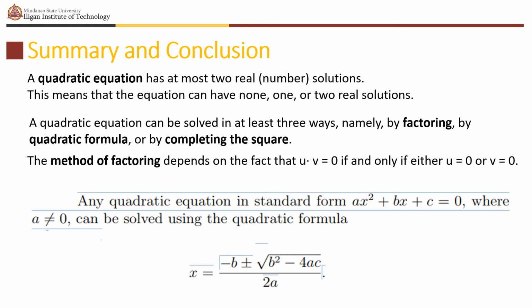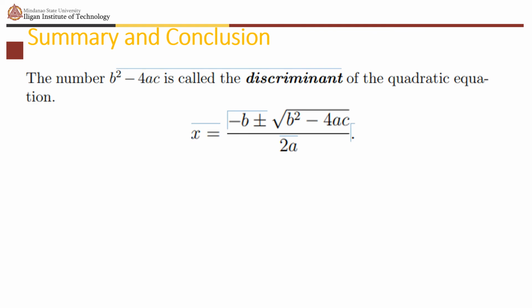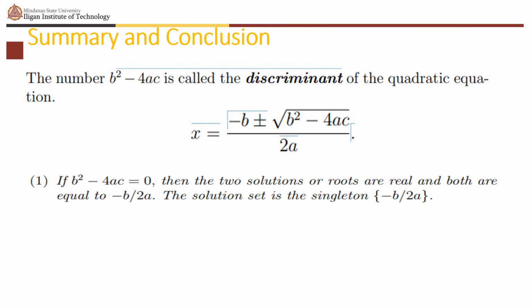So any quadratic equation in standard form, ax squared plus bx plus c equal to 0, where a is not equal to 0, can be solved using the quadratic formula, which you are very familiar with. That is x equals minus b plus or minus square root of b squared minus 4ac all over 2a. So this number, b squared minus 4ac, which is inside the square root, is what we call our discriminant. And the value of x would depend on this discriminant.